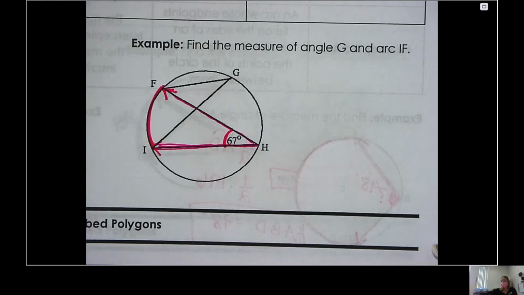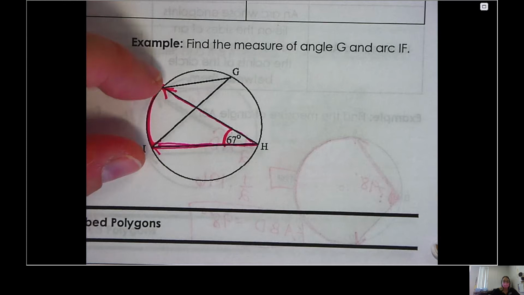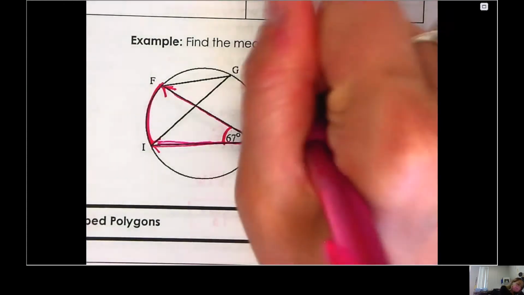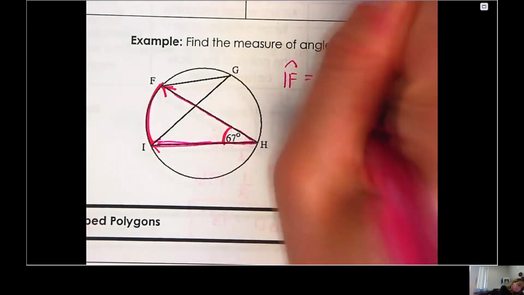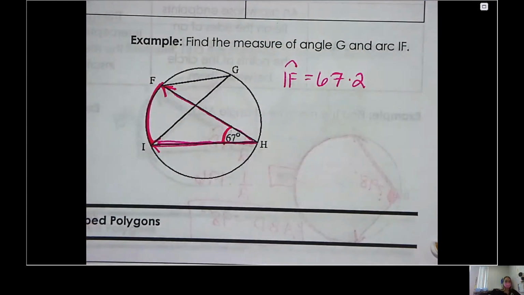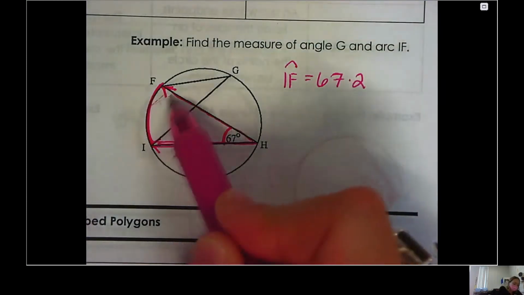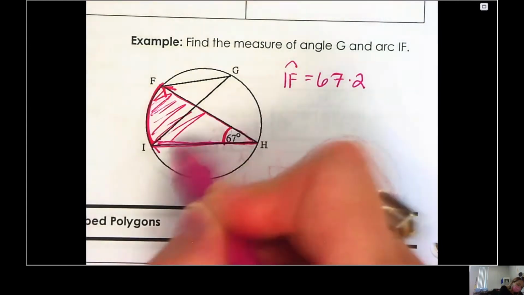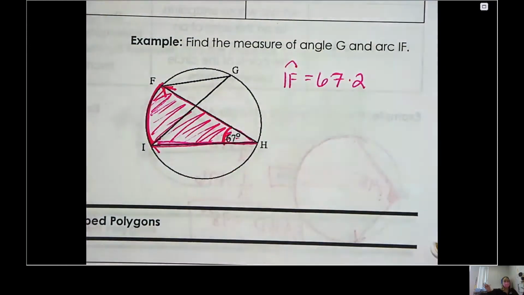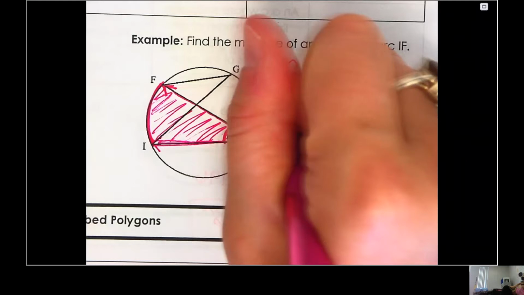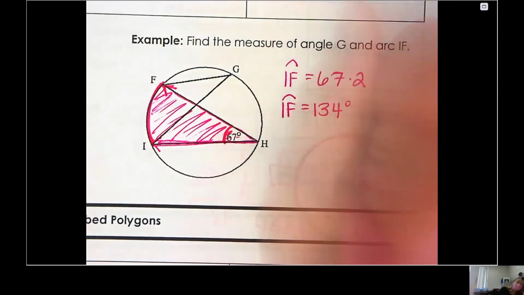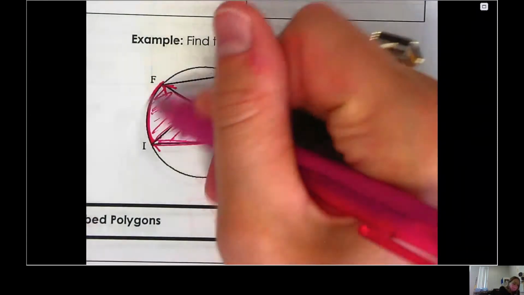Yeah, multiply 67 times 2. That'll give me this arc measure right here. So to find IF, I'm going to do 67 times 2. I'm just multiplying it, doubling it. So it's this. You can kind of see how the angle's opening up to it. All right, what's 67 times 2? 134 degrees. So this arc right here is 134 degrees.